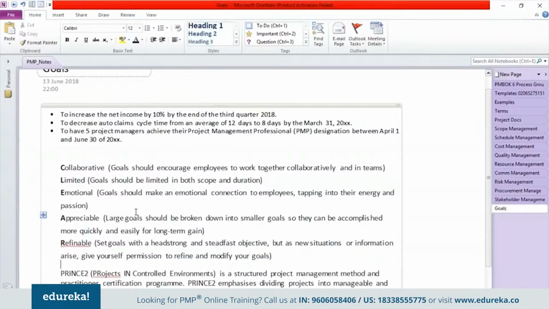It should be emotional, so people should be able to establish an emotional connection, and that will also help us in capitalizing on the employees' energy and passion with which they work. So the emotional angle is equally important here. Appreciable: large goals should be broken down into smaller ones. If you come across any goal which is complex and large, maybe you would like to break it down into smaller goals.